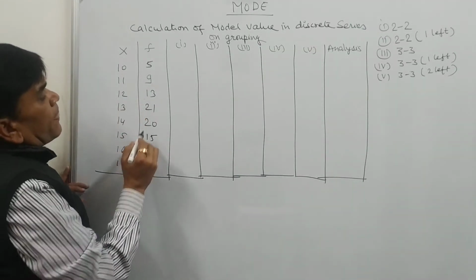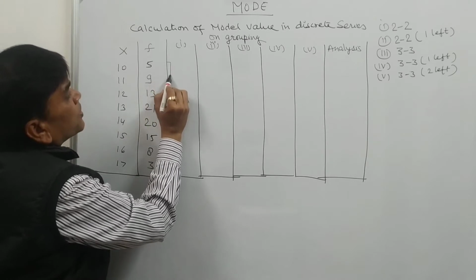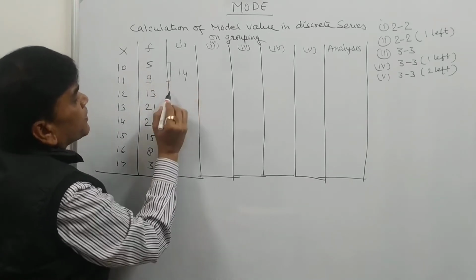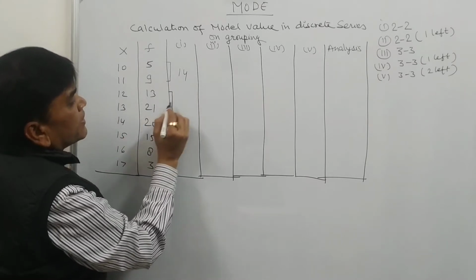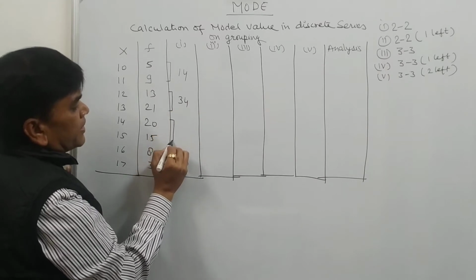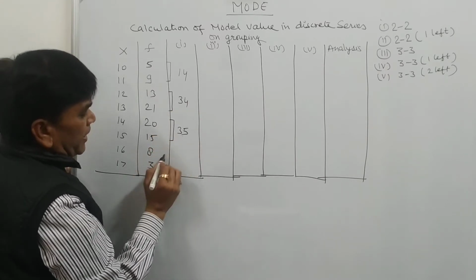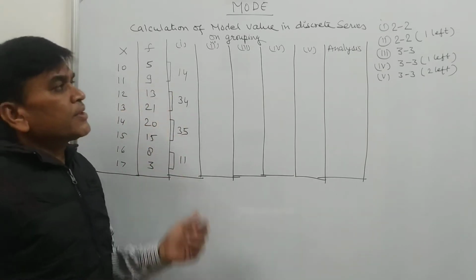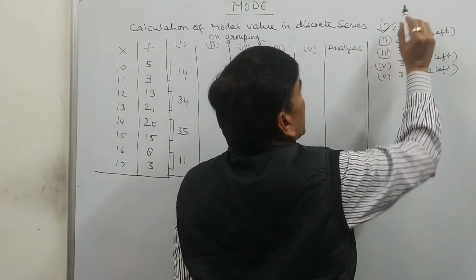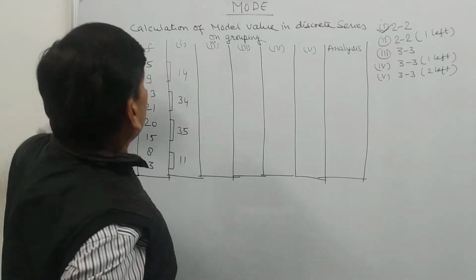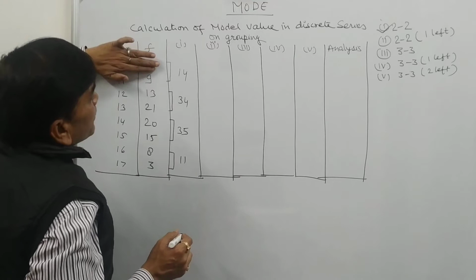In the very first one, we have groups of 2. So we add 1 and 5 and 9, that is 14. Again we add this one, that is 34. Again we add this one, 35, and 8 and 3, the addition is 11. So our first grouping is completed. We made pairs of 2. In the second grouping, we will leave the first item.